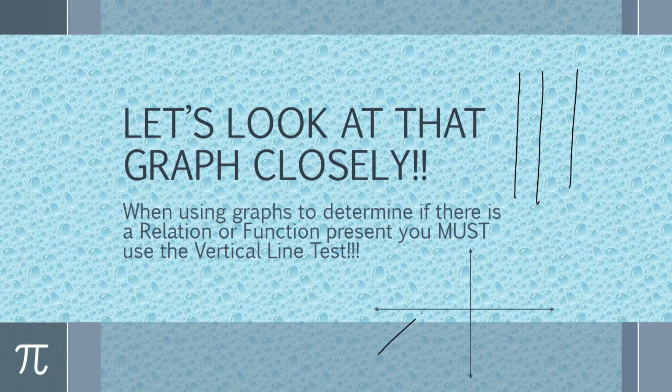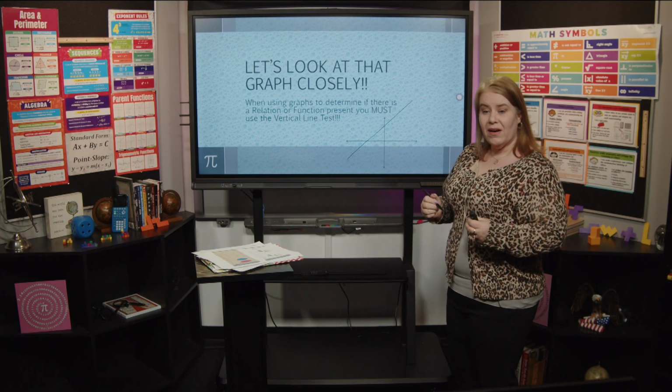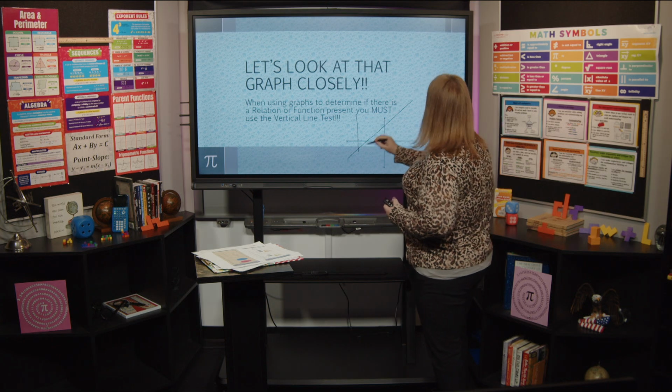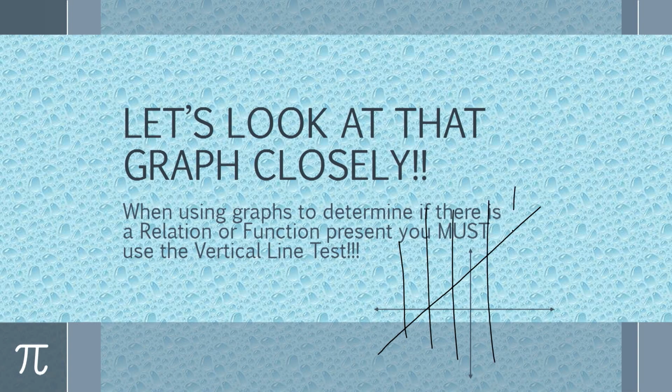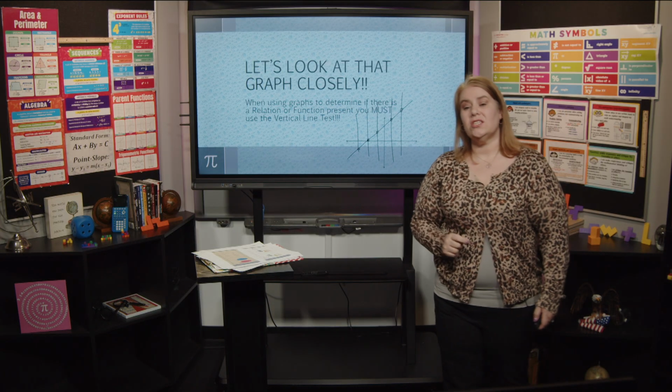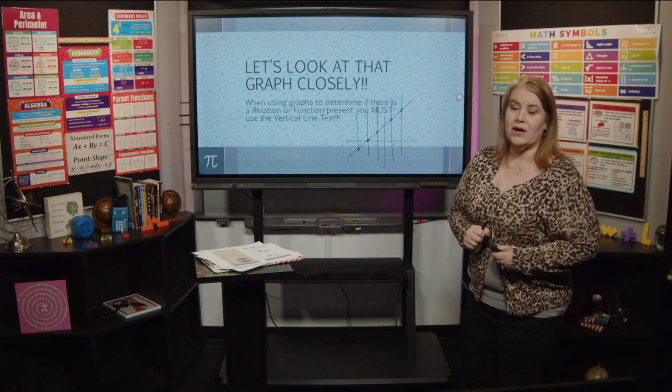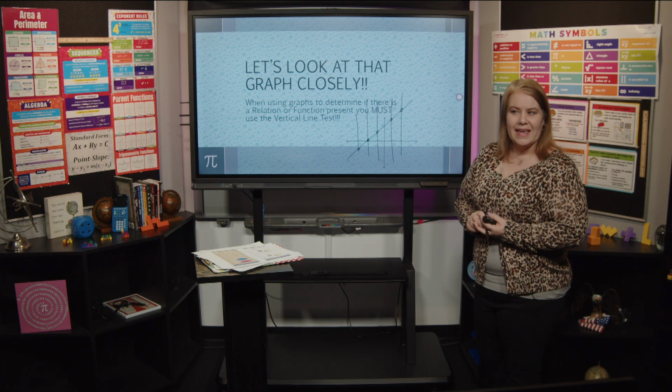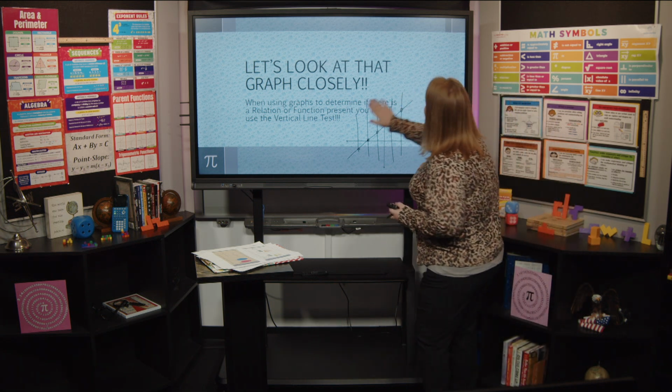If I had a graph that looked like this, and I wanted to use the vertical line test to see if it is a function, I'm going to draw vertical lines. My vertical lines touch it once here, once here, once here, once here, once here. If those vertical lines only touch the graph one time, it is a true function. Well, Ms. Killen, what would it look like if it touched more than once? I'm glad you asked that. Let me show you.